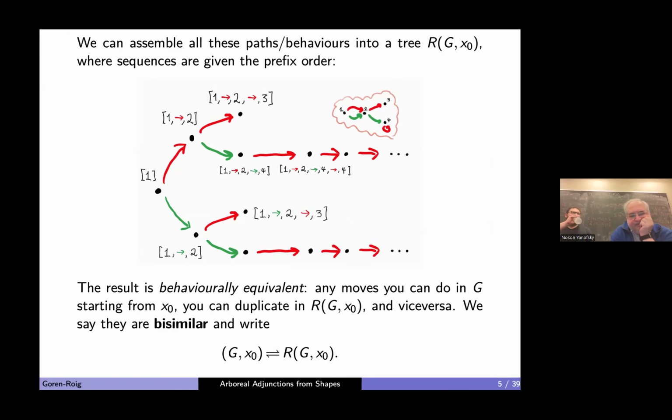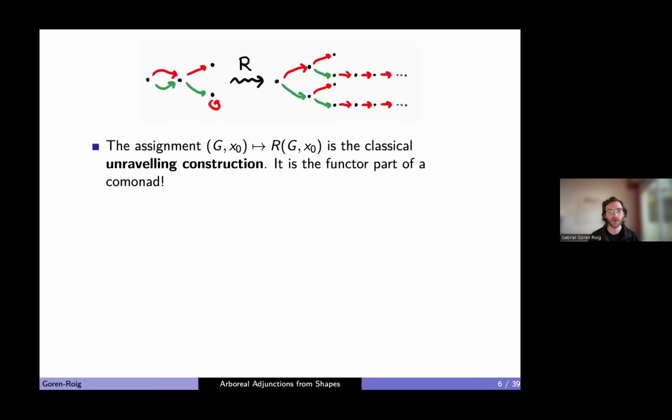What I'm trying to say here is just notice that the result can be seen as an object in the same category of directed graphs with colored edges, basically. The reason why I'm emphasizing that is that this is an endofunctor, and it is actually the functor part of a comonad. This is a very classical construction. It's called the unraveling or the tree unraveling, or there are some other names for it, but this is the one that I'm using.